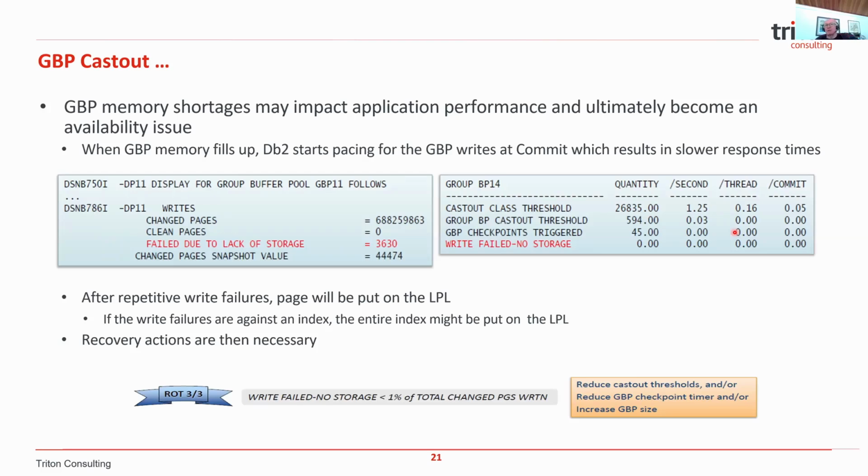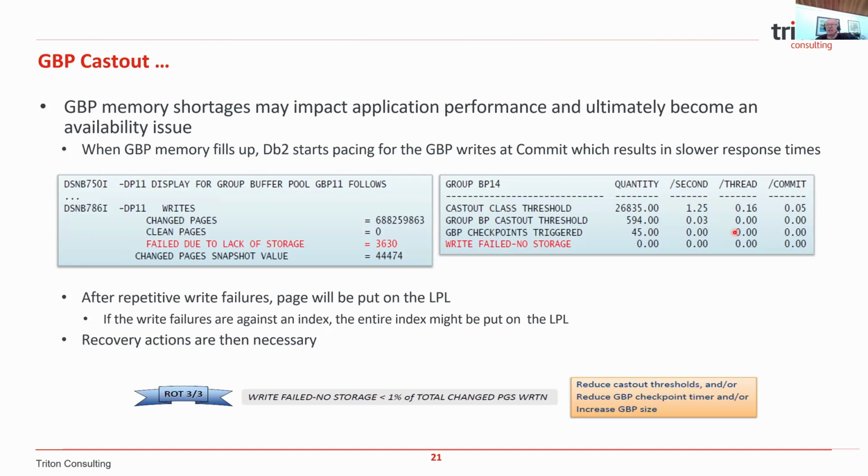So the next rule of thumb on the group buffer pool is that memory shortages can impact application performance and ultimately, if they're not dealt with, become a serious availability issue. I've got some examples here of output from the DISPLAY GROUPBUFFERPOOL command and also from the statistics trace. And in each case, you see a value for write failures. Now, a write failure doesn't mean it's terminal. It just means it tried to write to the group buffer pool and there was no space available.